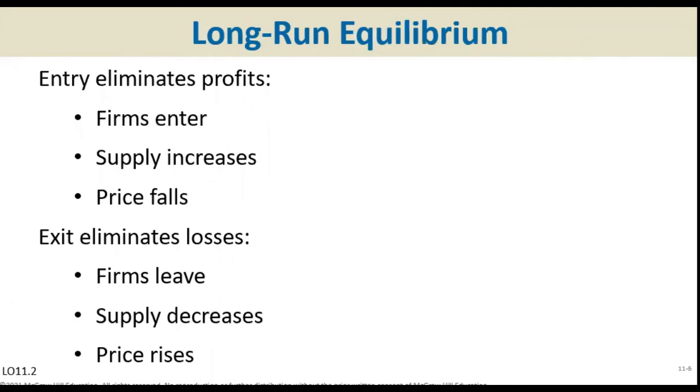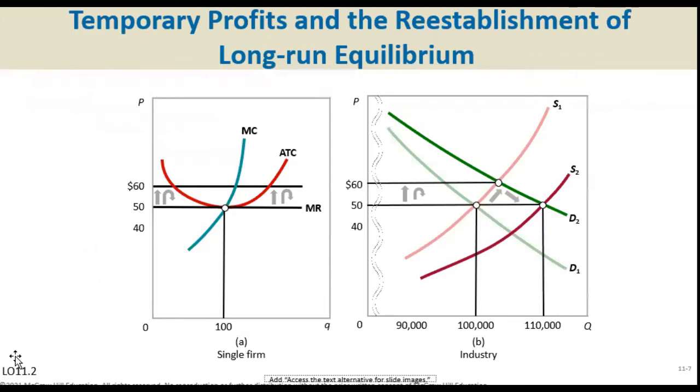Profit attracts firms, right, from a less profitable industry to a more profitable industry where they can earn more money. And losses will cause them to leave an unprofitable industry to put the investment in a profitable area. So we can look at it on the graph over here. This graph shows you the temporary profit and the reestablishment of the long run equilibrium.